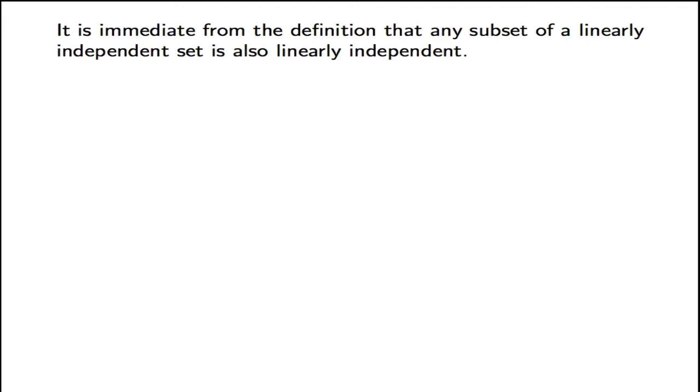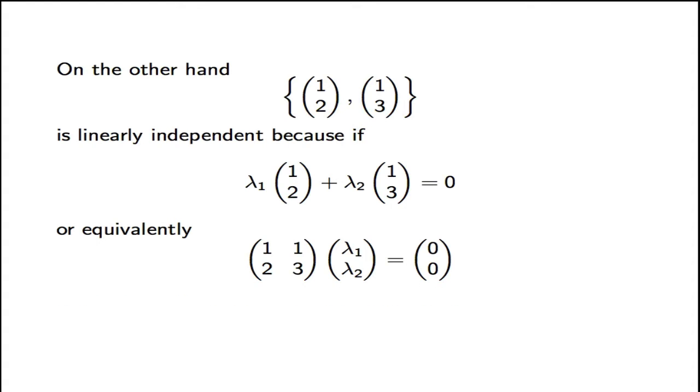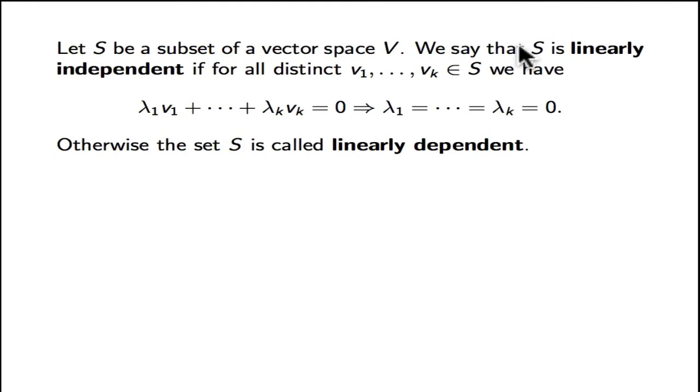Let's proceed with a couple of warnings. The first one concerns the case when S is equal to empty, and we claim that this set is linearly independent. So let's go back to the definition. We said that S is linearly independent if whenever we take distinct v1 up to vk from S, and we are told that a linear combination of them is equal to 0, then all coefficients are equal to 0. So how can this fail?